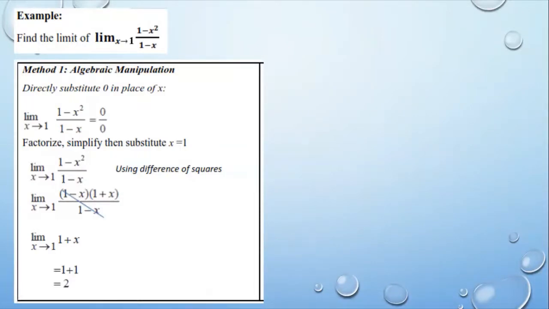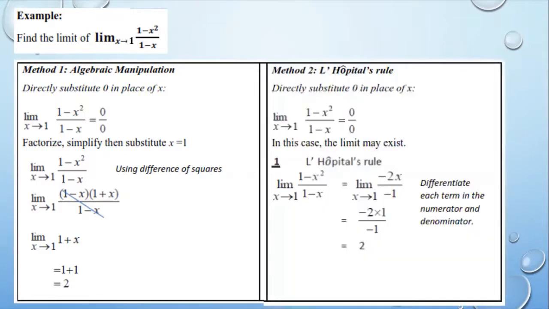Just algebraic manipulation. Now the second method is using L'Hopital's rule. You will still get the answer 2. So let's see. L'Hopital's rule means you differentiate the numerator, differentiate the denominator. Right? When you substitute 1, you're getting 0/0, right? That's okay. Now use L'Hopital's rule. You differentiate the numerator 1. When you differentiate 1, you will get 0, nothing.